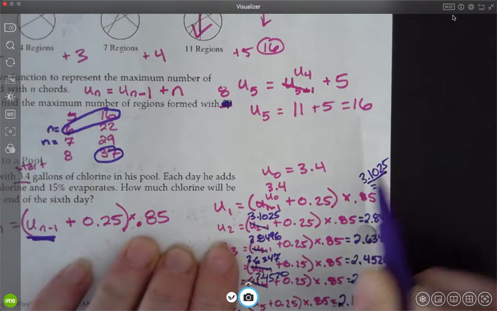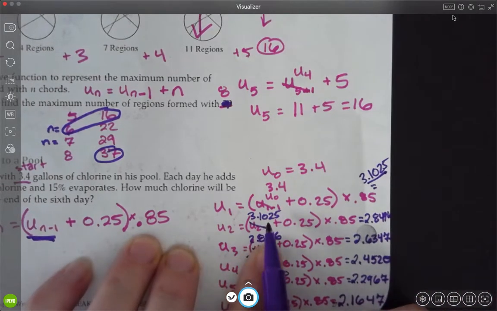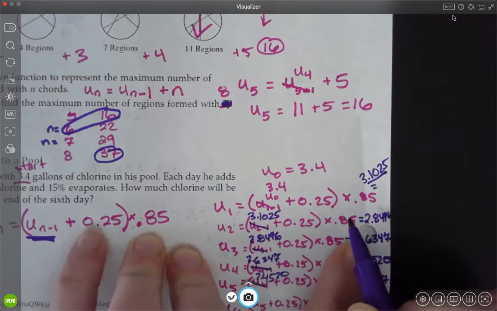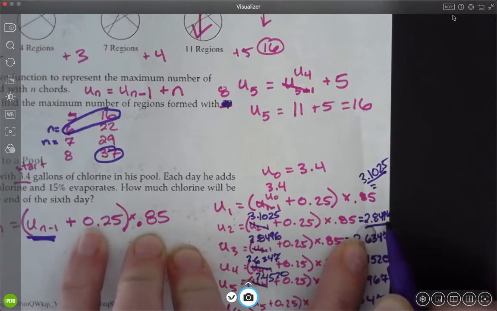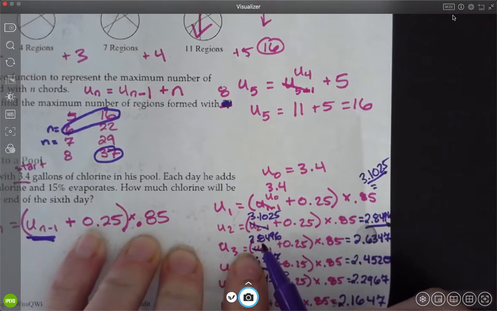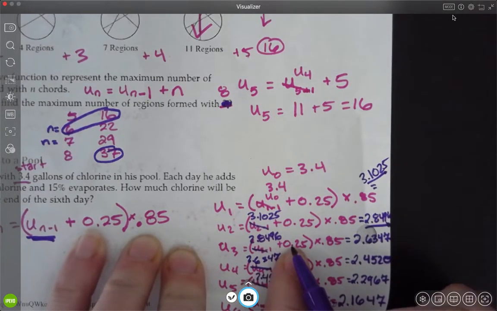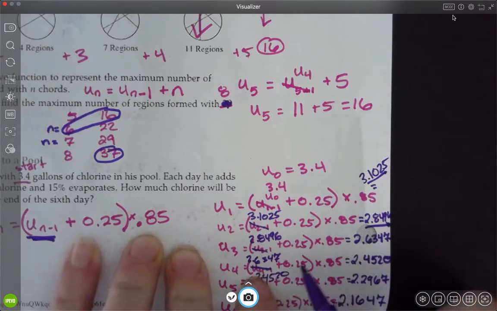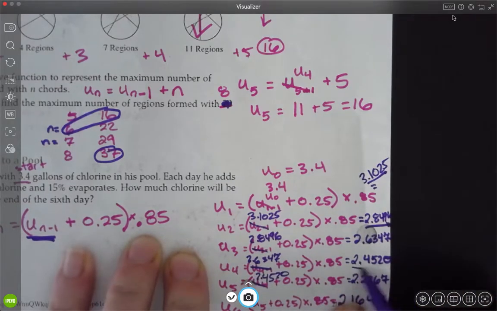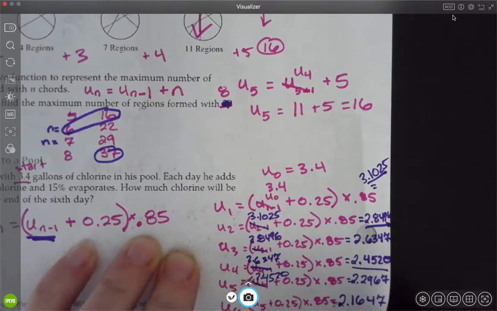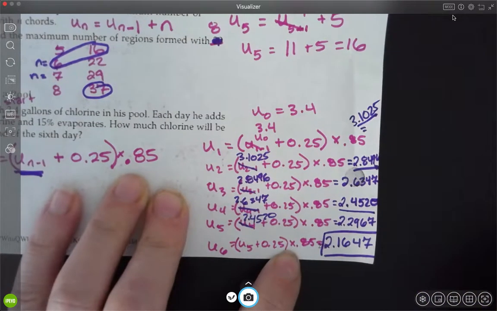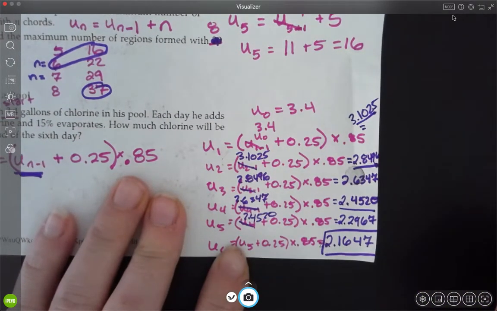3.1025. Then on the second day, we're taking the day before, which was 3.1025, adding 0.25, and then multiplying by 0.85, and we get this 2.8 number. Then we plug that in here, add 0.25 to that, and multiply by 0.85, and we get a 2.6 number. Plug that in, add 0.25 to that, and multiply by 0.85, and we get this number. And we keep going until the 6th day. At the end of the 6th day, we get 2.1647. That is how many gallons of chlorine are in the pool.